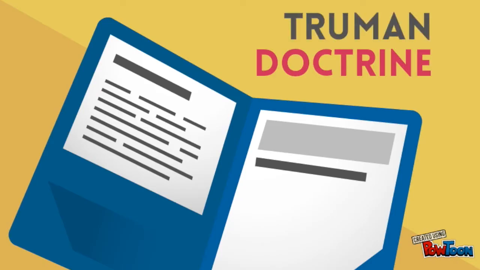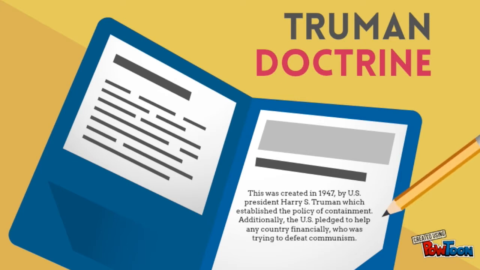First, we're going to talk about the Truman Doctrine. Now, this was created in 1947 by U.S. President Harry S. Truman, which established the policy of containment, which means that the U.S. would try and contain communism. Additionally, the U.S. pledged to help any country financially who is trying to defeat communism.